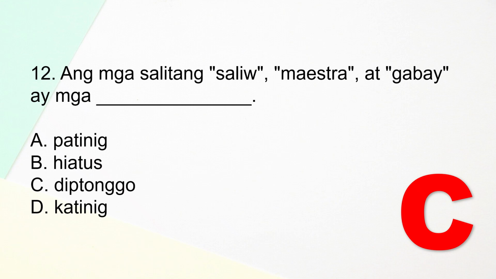So, bakit mali ang ibang choices? Ang patinig, ito ay individual na titik na binibikas ng bukas ang bibig like a, e, i, o, u. Hindi ito isang kombinasyon gaya ng diptongo. Ang hiatus naman ay magkasunod na patinig na magkahiwalay na pantig. Okay. At ang katinig ay tunog ng may hadlang sa daloy ng hangin. Ito ay hindi tumutukoy sa kombinasyon ng patinig.